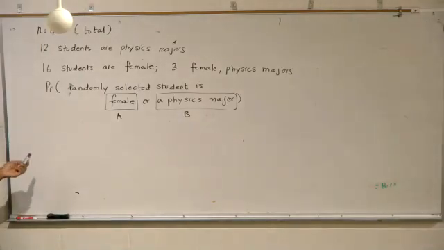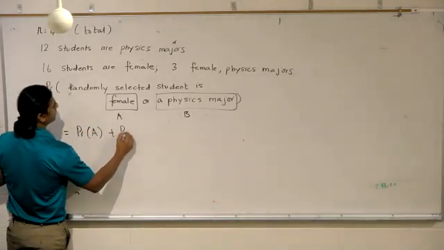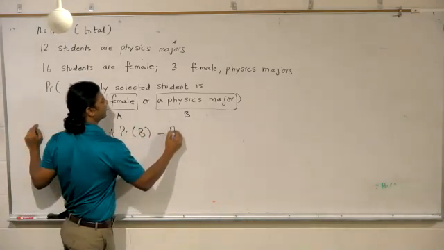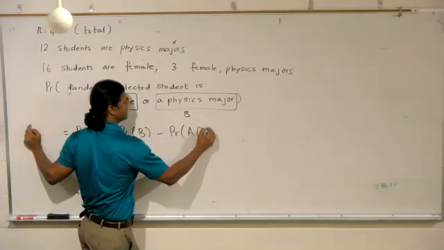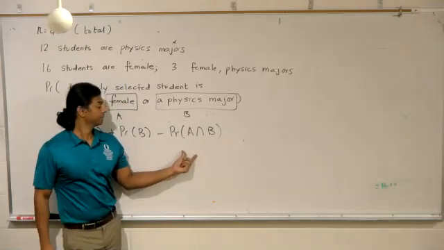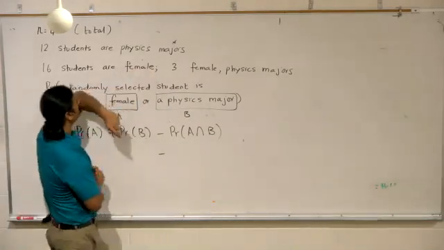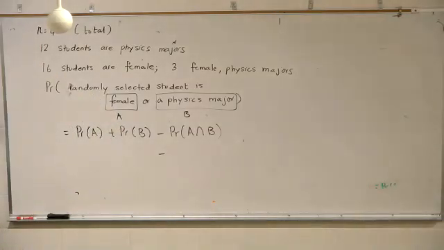What is the probability of A or B? Simply the probability of A plus the probability of B minus the probability of A and B. So this part, could they happen together? Yes. How many ways? Three out of, three. Now, here is the question, did we total this? Yes. And that adds up to what? 28 out of 40.